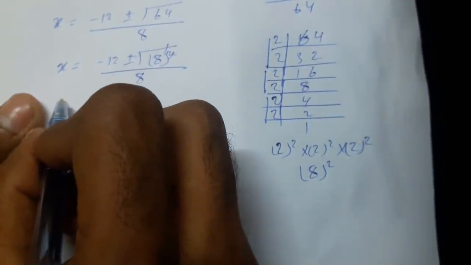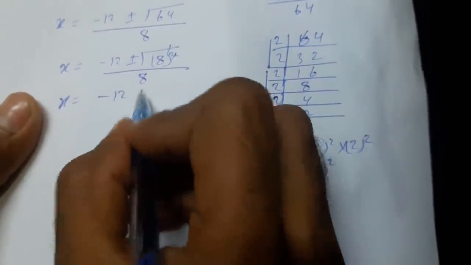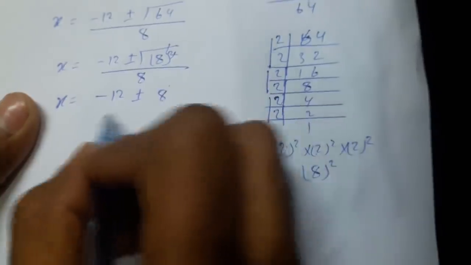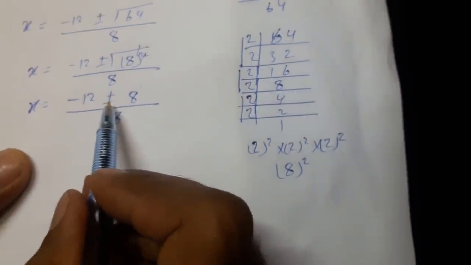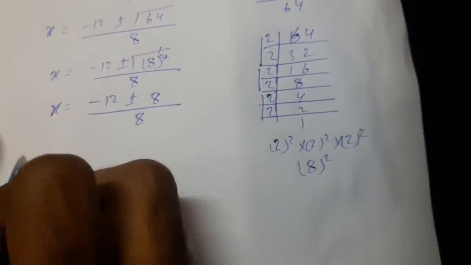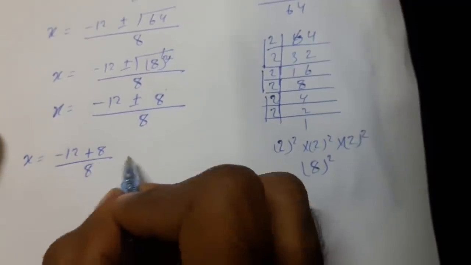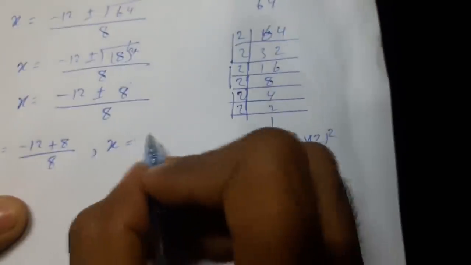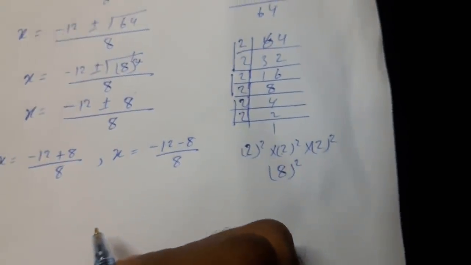The remaining equation will be x is equal to minus 12 plus minus 8 divided by 8. Now we will put it as plus and as minus. So x is equal to minus 12 plus 8 divided by 8, and x is equal to minus 12 minus 8 divided by 8.